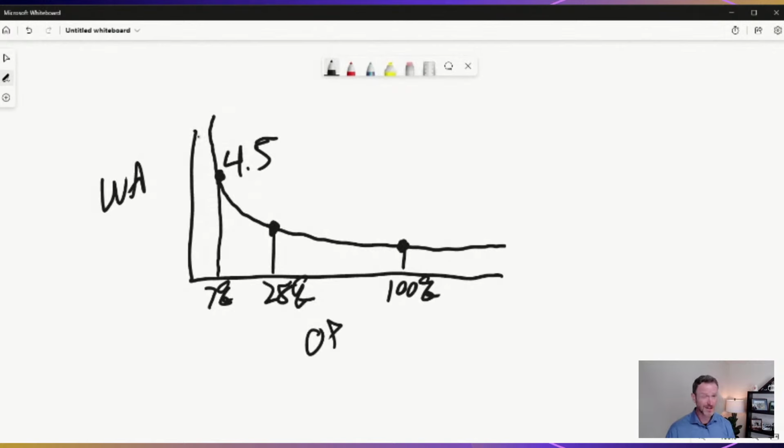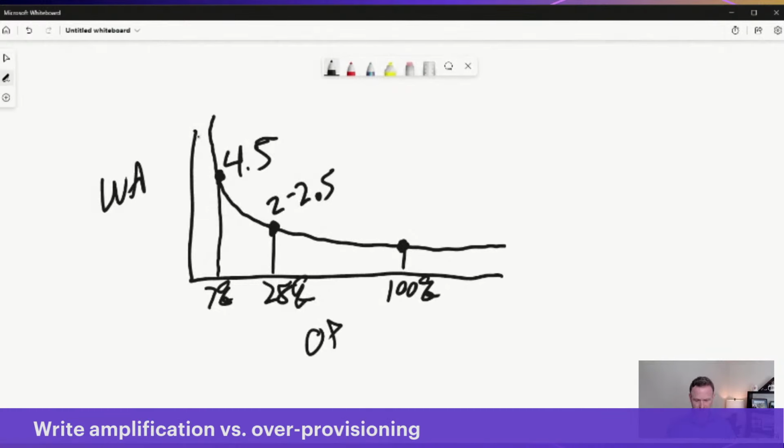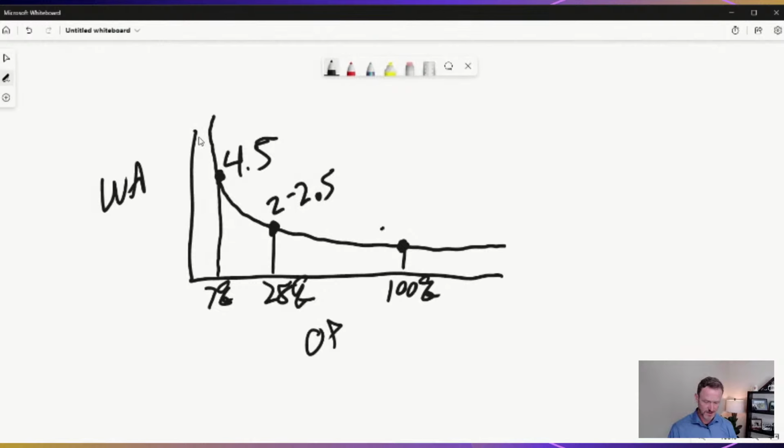At 28%, this lines up pretty well with your 3 drive write per day class drives. And here, your write amp is going to be somewhere between 2 and 2.5, depending on the drive. Out at 100% OP, there's always free space to write to, and the write amp is going to be about 1. It won't be exactly 1, but a little bit over 1. Now, this ties directly into your performance and endurance.